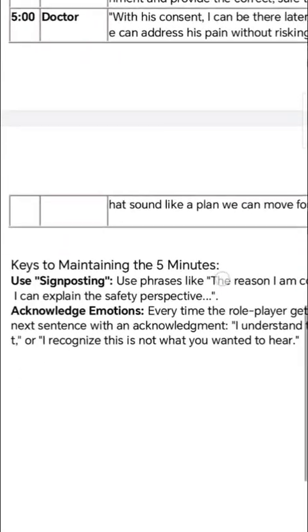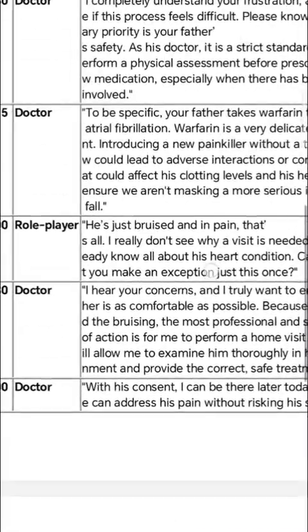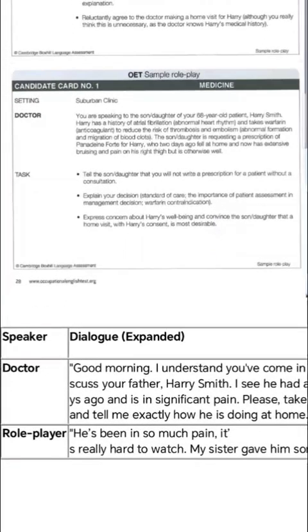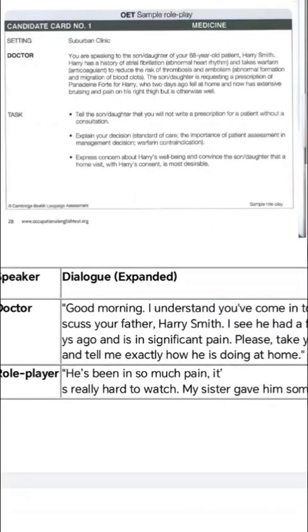So here the 5 minutes will be finished, and you have already finished all your tasks. If we look at the tasks: tell the son or daughter that you will not write a prescription for a patient without a consultation. You already explained this, and you already explained the decision, why it is important, and why warfarin is contraindicated for this patient, why the painkiller is contraindicated. And in the end you also explain your concern that you need a home visit for his father, if his father gives consent, and you already explained this in this line.